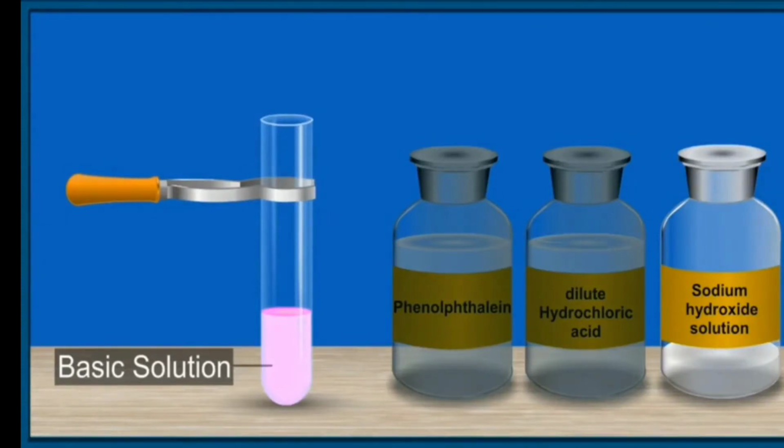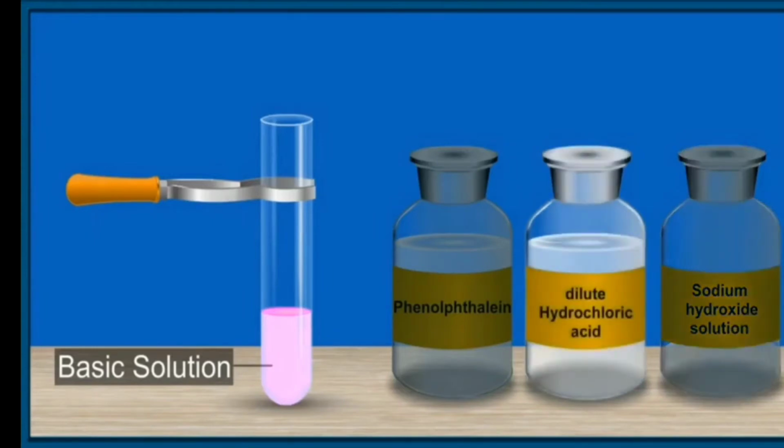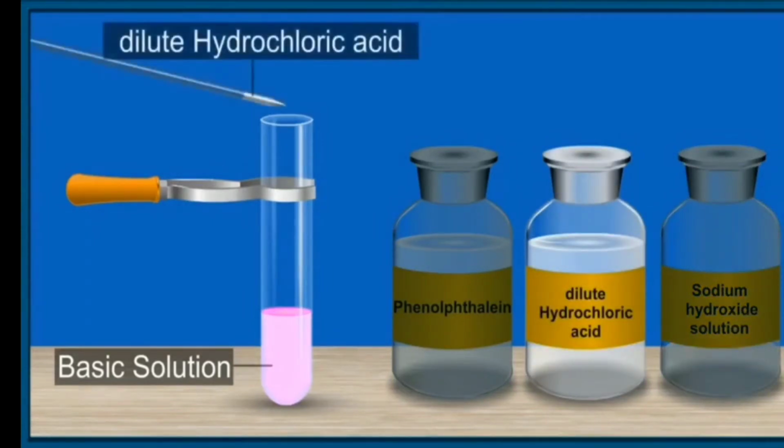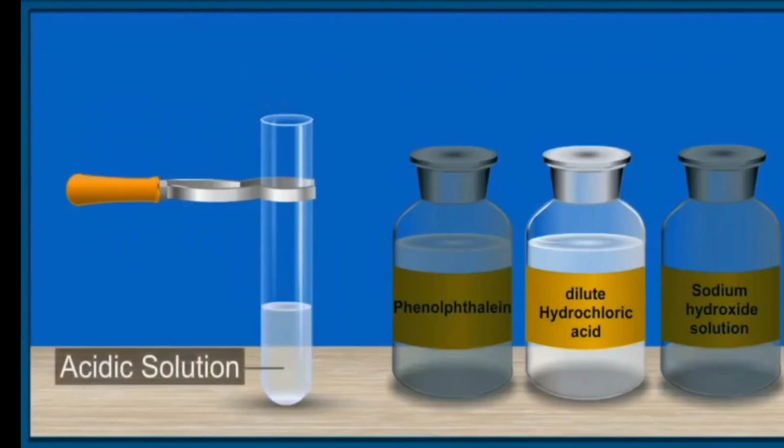Now we are again going to add some amount of hydrochloric acid in the test tube. A few drops of hydrochloric acid, and you can see the color again became transparent. It became colorless again, which indicates that the solution became acidic. So you can see how the color keeps on changing because of the addition of different substances like hydrochloric acid and sodium hydroxide.